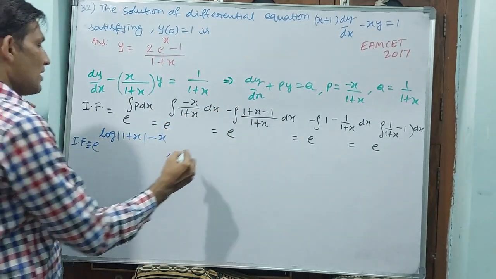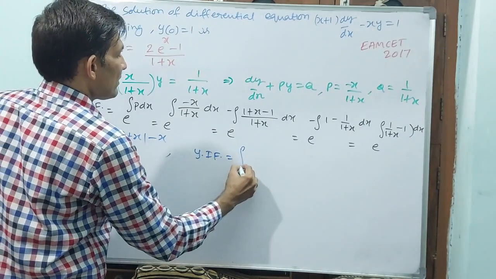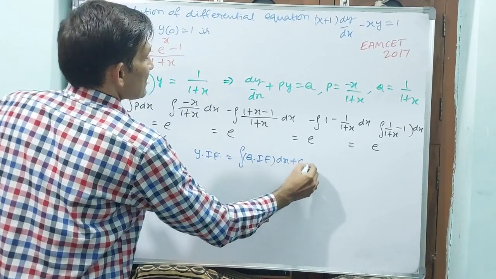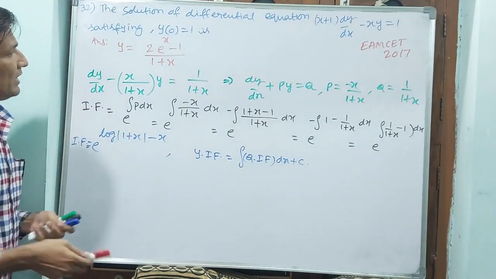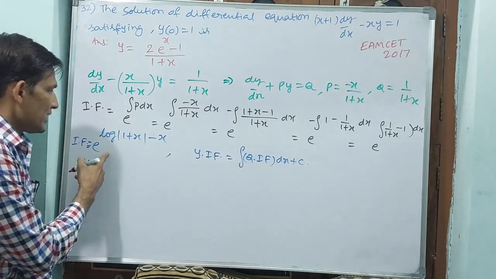Now I am writing. You see, this is y only. Y into integral factor is equal to integral of q into integral factor dx plus c. Okay, and I will write it. Y means y only. Y into integral factor is this one.